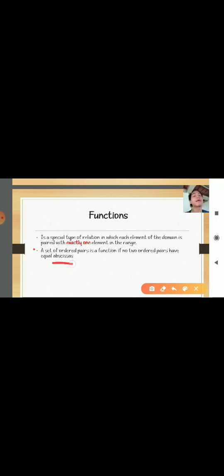Next is functions. A function is a special type of relation in which each element of the domain is paired with exactly one element in the range. Next, a set of ordered pairs is a function if no two ordered pairs have equal abscissa. When we see abscissa, it is the x coordinate. So it is a function if no two ordered pairs have equal abscissa.